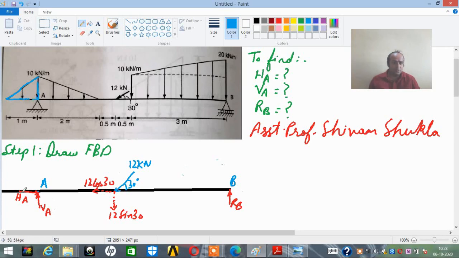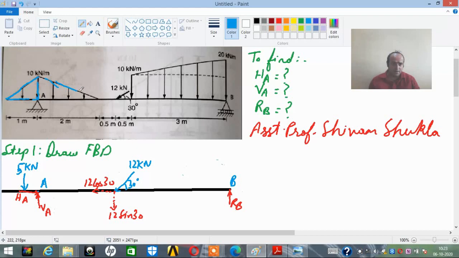This will be converted into a point load as half into base into height, so half into W into L. Now half into W, which is the intensity 10, into L, which is 1. So now it will be 5 kilonewton. It will be converted into a point load, so that is why this value is going to be 5 kilonewton. Again on the other side, I'll be considering the other triangle now, which is this one.